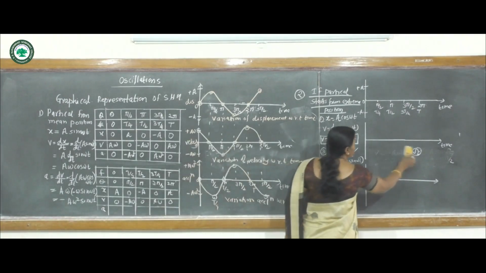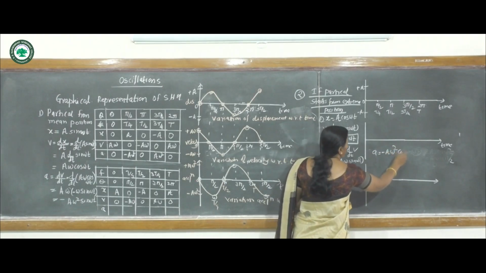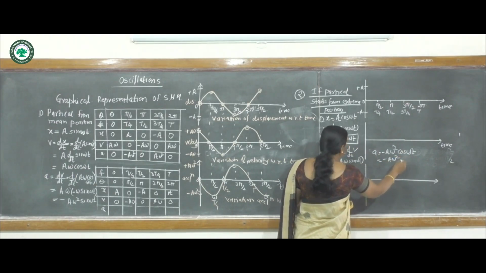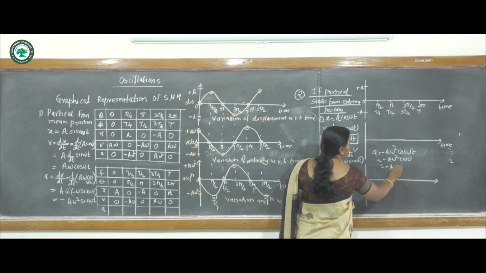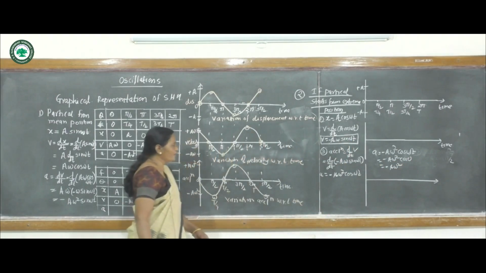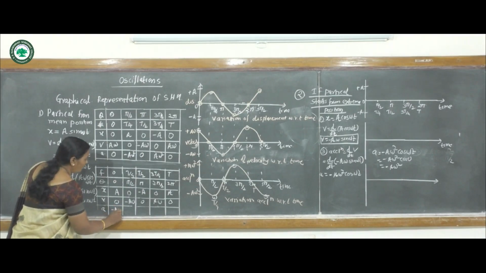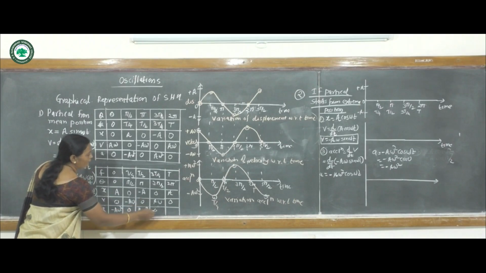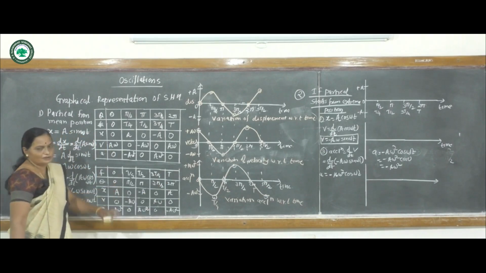Now see, acceleration is equal to minus a omega square cos omega t. Here, at t equal to 0, cos 0 is 1, so it becomes minus a omega square. Then the next value is 0 plus a omega square, which is 0. Then minus a omega square plus a omega square, and again it is minus a omega square. We can write the next value like this.